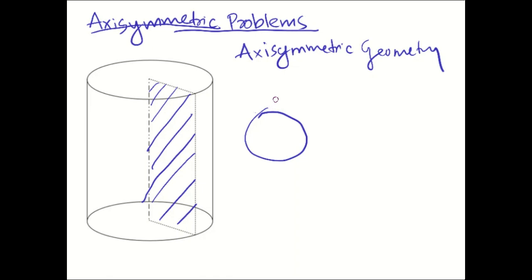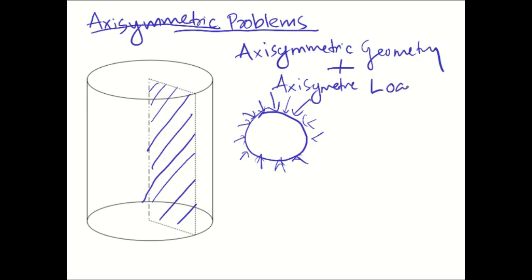So if we take a cross section, then if the loading is also symmetric about this axis, it is uniformly distributed around this surface. So here we have axisymmetric geometry and axisymmetric loading. Now this will give an axisymmetric problem.